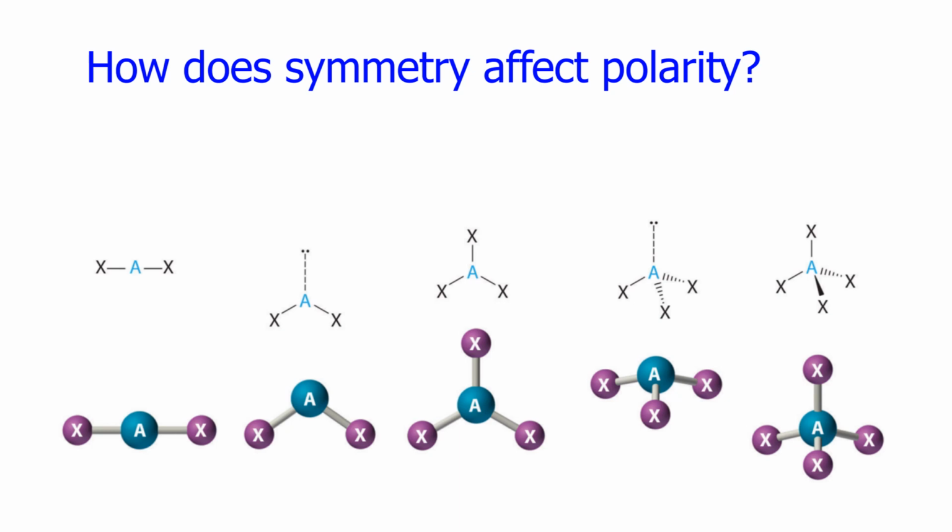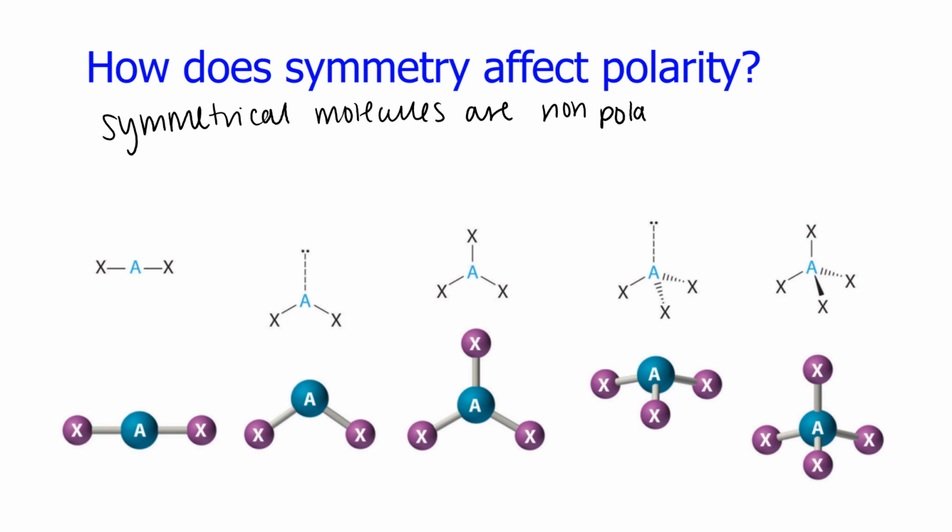So overall, summarizing this, how does symmetry affect polarity? So symmetrical molecules are going to be nonpolar. So if we can identify if a molecule is symmetrical or asymmetrical, that is going to help us with determining the polarity. So looking here, we've got a couple of different structures.